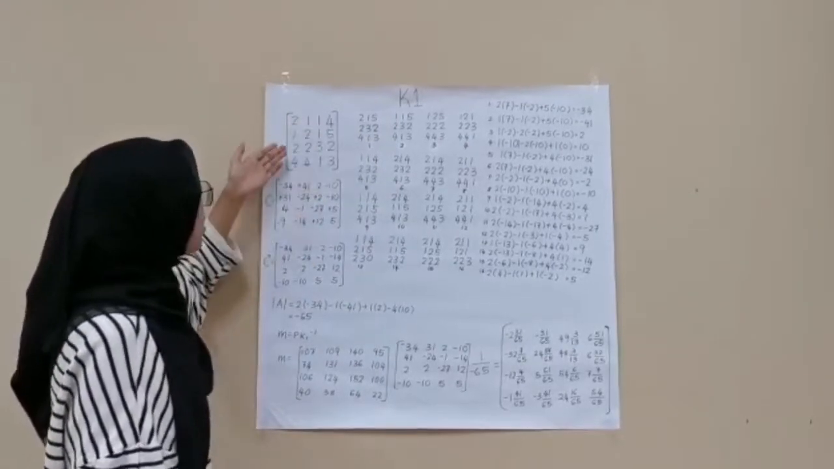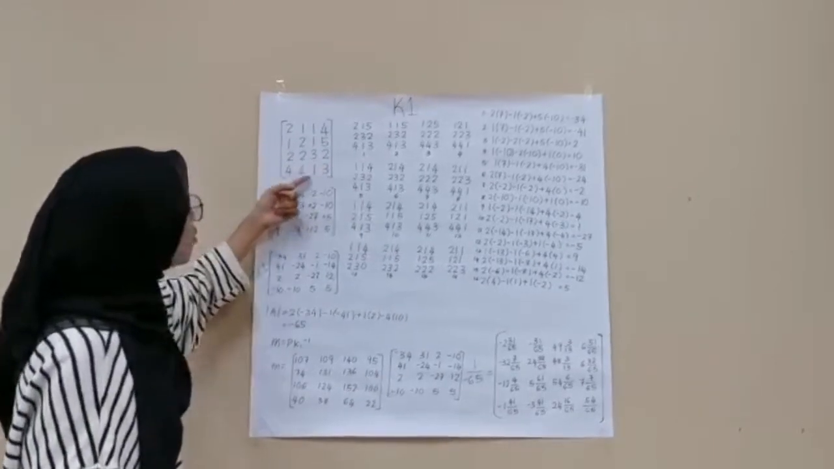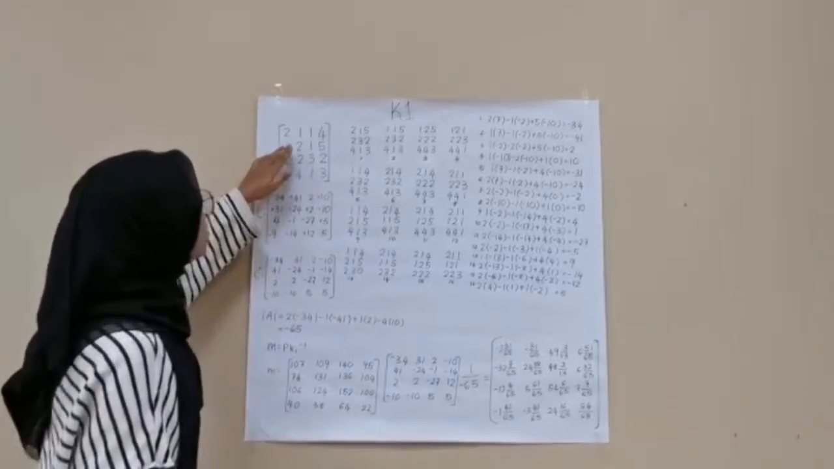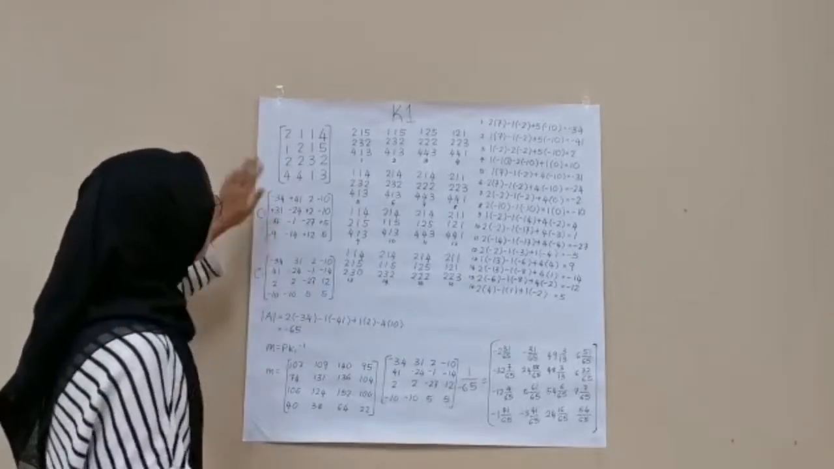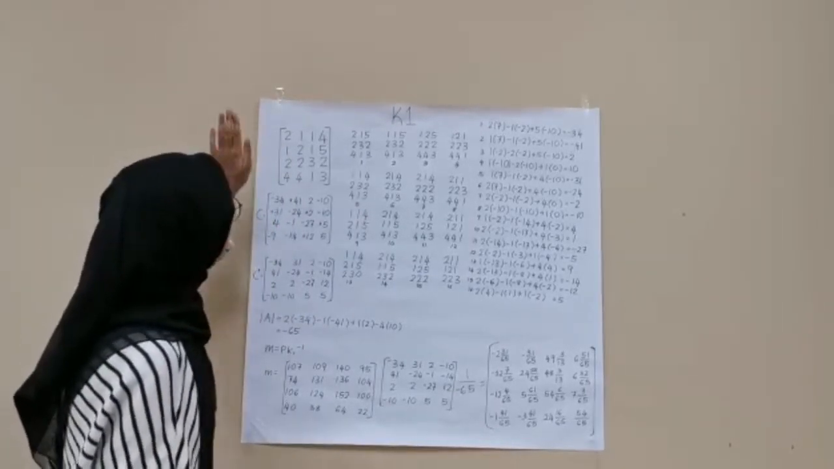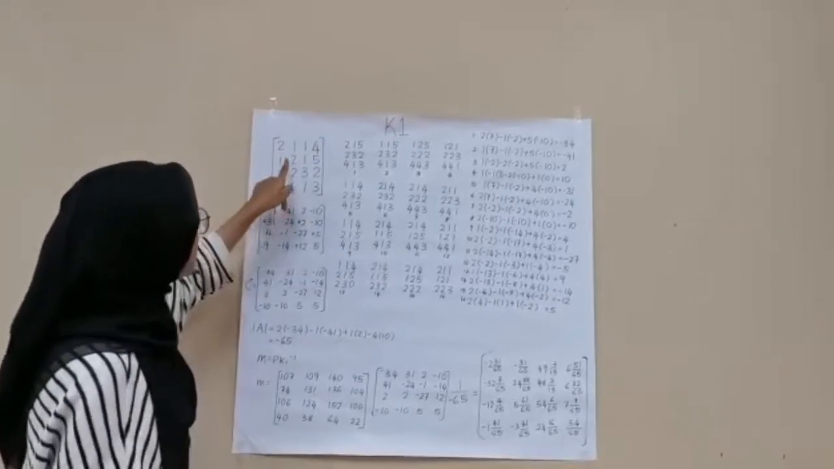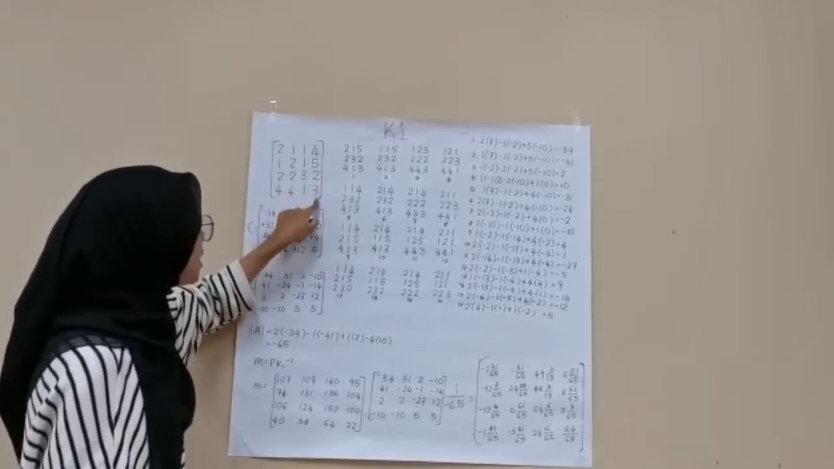1, 1, 4, 1, 2, 1, 5, 2, 2, 3, 2, 4, 4, 1, 3. So let's try to find the cofactor for the first row and first column, which is 2. The first thing we need to do is close the first row and first column. So the numbers left that you can see are 2, 1, 5, 2, 3, 2, 4, 1, 3.